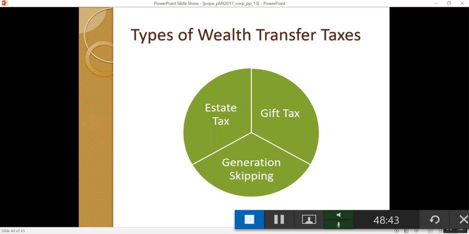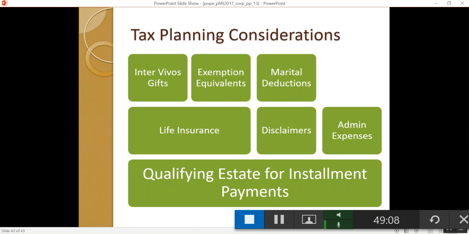That's just talking about the types of wealth transfer taxes. We're not going to talk about gift taxes. That was a previous chapter, and we're not covering that in this class. We're covering right now estate taxes. And then the third type of wealth transfer are generation skipping taxes. And I don't cover any of those in the problems, so I'm not going to talk about generation skipping taxes.